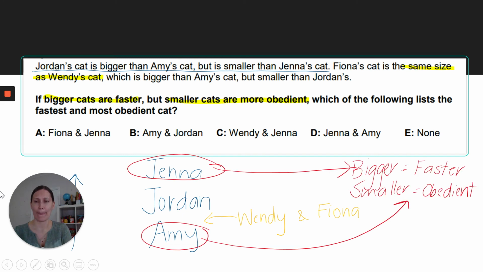All right. Now, remember we said bigger cats are faster. In other words, the biggest cat is probably the fastest cat. We look at that, and Jenna's name is at the top. Bigger equals faster. Smaller cats are more obedient. Amy's name is at the bottom, which means her cat is the smallest and therefore likely to be the most obedient, which means that the answer for this question is probably D, Jenna and Amy.